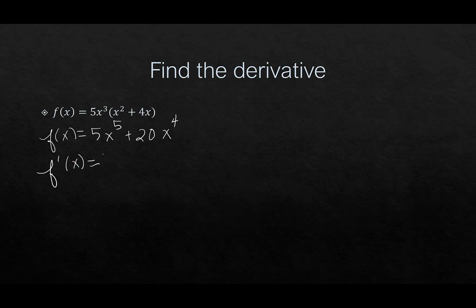Using the power rule, the 5 comes down. I get 25, x to the 4th. 20 times 4 is 80. I have x cubed, and I'm going to stop there. Just to compare it, let's do the product rule.